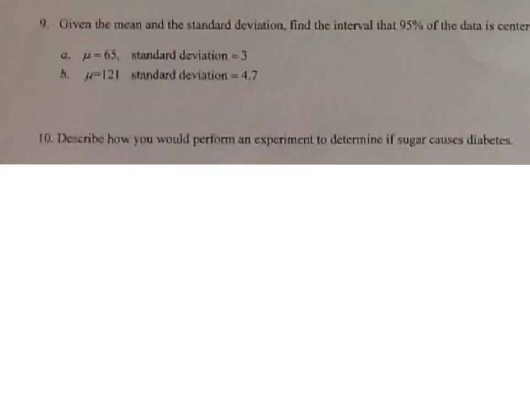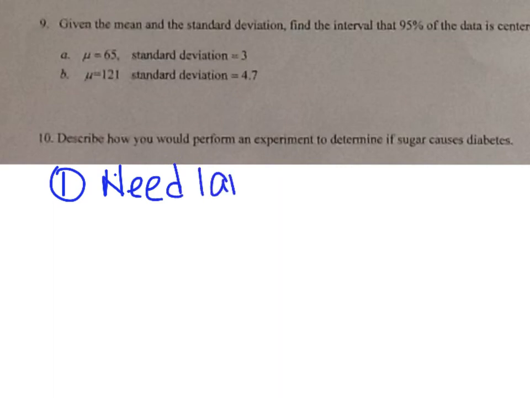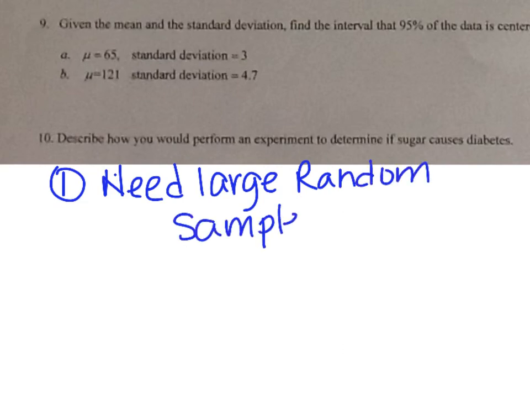So number 10 is dealing with setting up an experiment. We want to set up an experiment to determine if sugar causes diabetes. Remember, the first thing we always do is write down that you need to have a large random sample or large random group of people. So number 1, you need a large random sample of people. Keyword there is random, must have random.